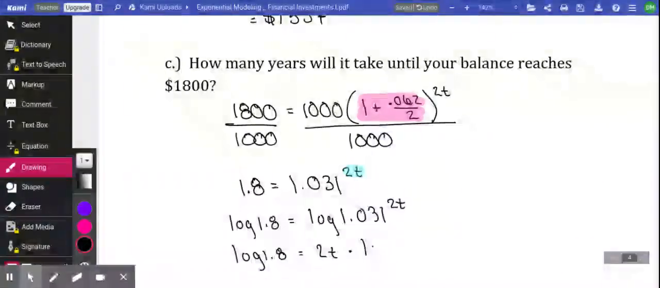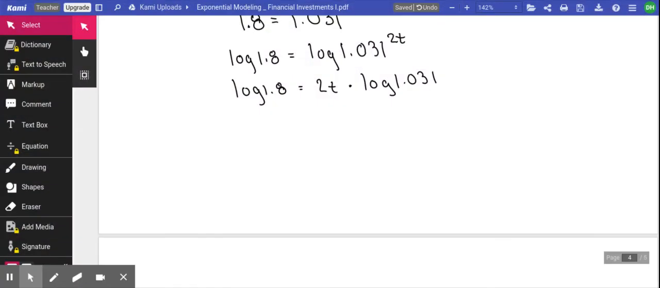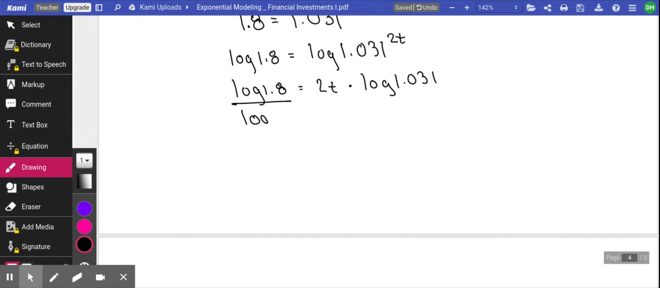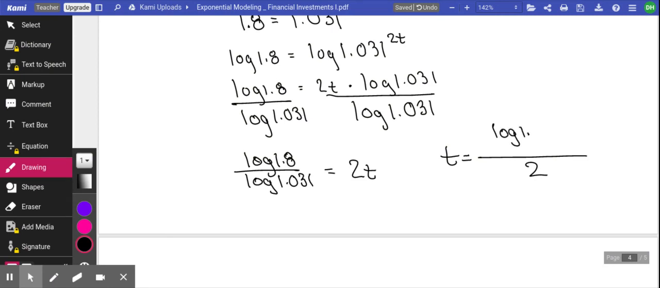So it's 2t times the log of 1.031. We'll divide both sides by the log of 1.031. And then we'll divide both sides by 2 eventually. So let's say, I'm going to take my time. Hopefully, if you're feeling good and you're ahead of me, that's awesome. So once I divide everything by 2, we'll have something like this.